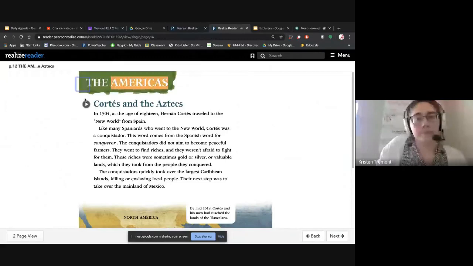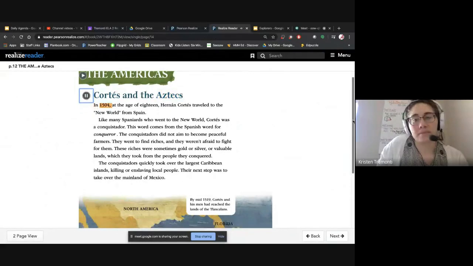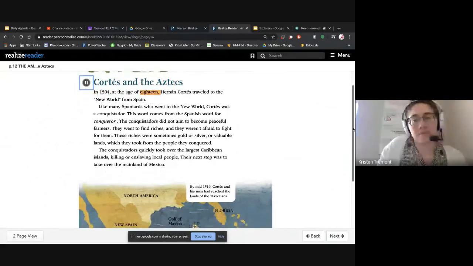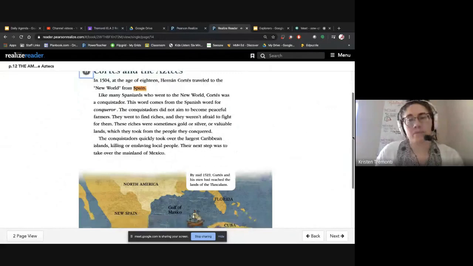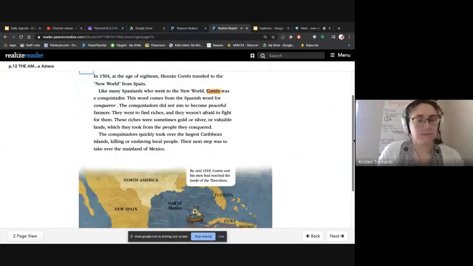The Americas. Cortez and the Aztecs. In 1504, at the age of 18, Hernan Cortez traveled to the New World from Spain. Like many Spaniards who went to the New World, Cortez was a conquistador. This word comes from the Spanish word for conqueror. The conquistadors did not aim to become peaceful farmers. They went to find riches, and they weren't afraid to fight for them.